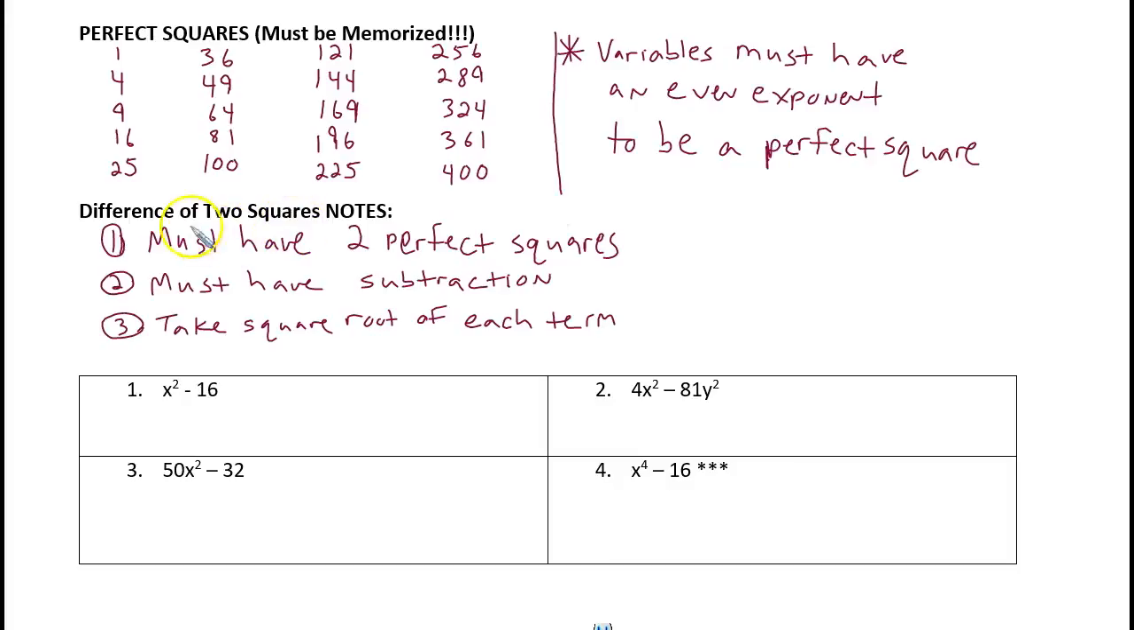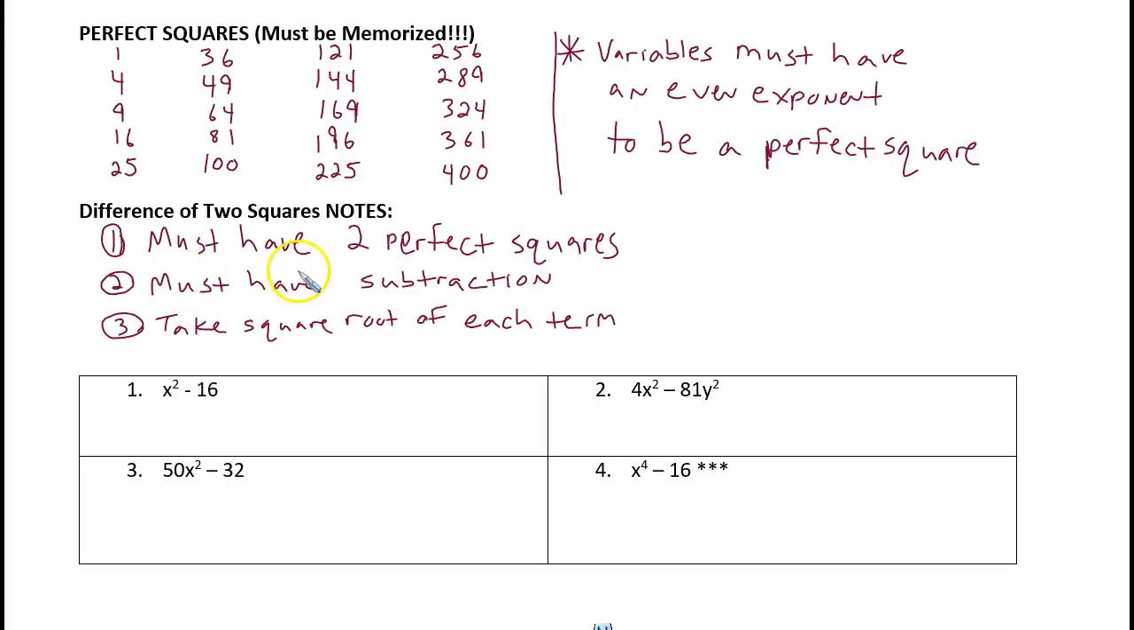As we go through these problems, we're going to do three things. First, we're going to make sure that we have two perfect squares. We're going to look at the left one, look at the right one, and ask ourselves, are they perfect squares? Because remember, we have this list memorized: 1, 4, 9, 16, 25, 36, 49, 64, 81, 100, 121, 144, 169, 196, 225, 256, 289, 324, 361, and 400. Wow, it's like I was just reading them off, but I've got them memorized. Pretty much, most of them.